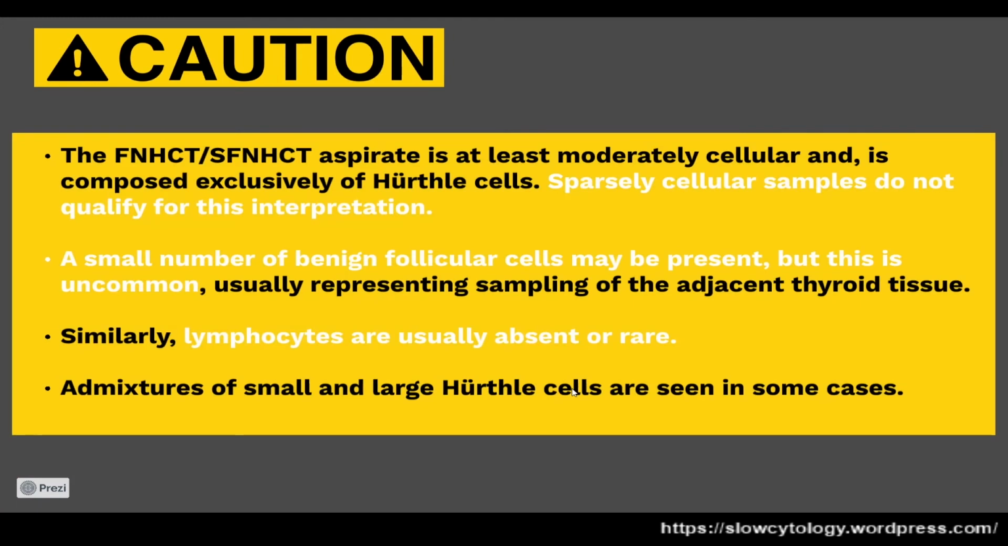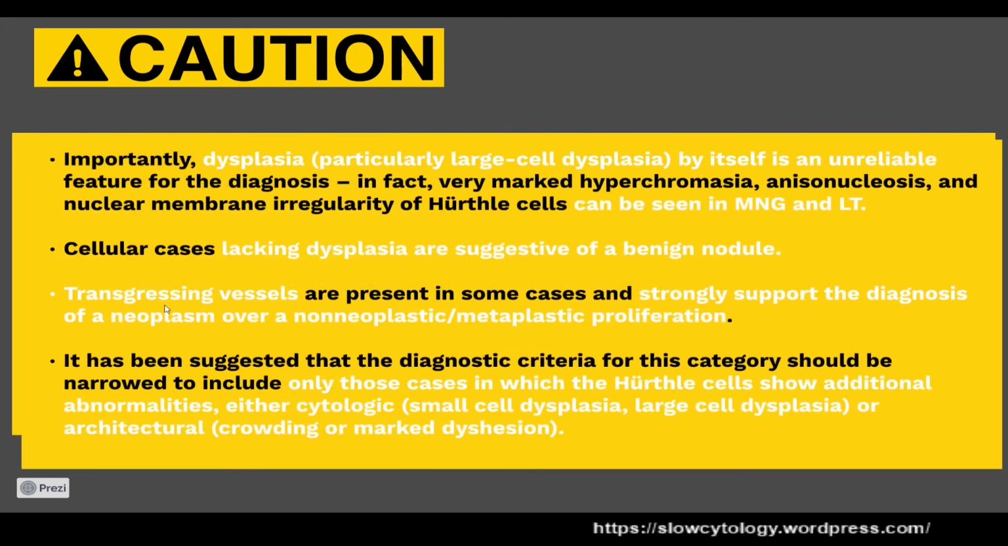There are a few points to be aware of when using this diagnostic category. Sparsely cellular samples don't qualify for this interpretation. Instead, the AUS category can be a better option for these cases. Dysplasia by itself is an unreliable feature for diagnosis, particularly large cell dysplasia. These cells can be seen in multinodular goiter and lymphocytic thyroiditis. Cellular cases lacking dysplasia are suggestive of a benign nodule.